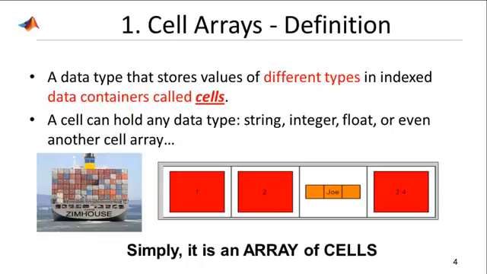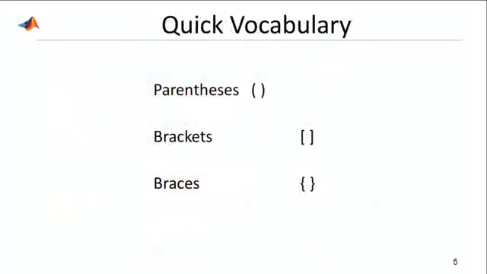The mental picture is a ship container. This is exactly the idea of a cell array. Every single container can contain anything, including another ship. You can see how this is very useful for a database. Simply, it is an array of cells. Quick vocabulary before we continue: parentheses, brackets, and braces. Cell arrays specifically will use braces.